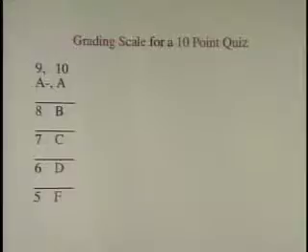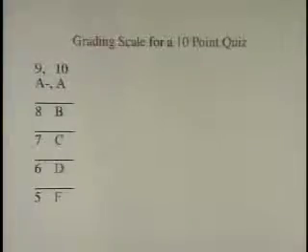Well, I want to take you back to the last quiz and go over with you the grading scale for a 10-point pop quiz, which is what this is. It's not exactly a pop quiz, it's a planned quiz, but it's a pretty short one. 9 and 10 are the A range, and 8 is a B. 7 is a C, 6 is a D, 5 is an F.